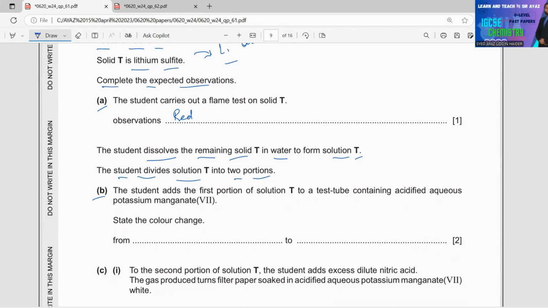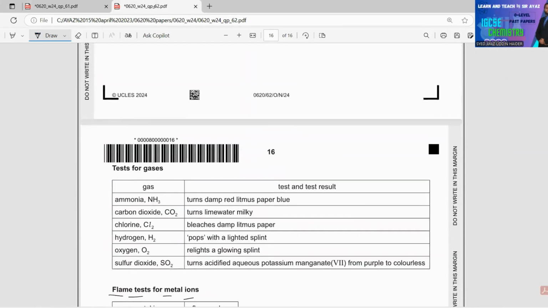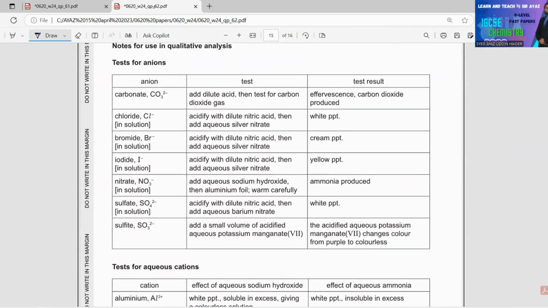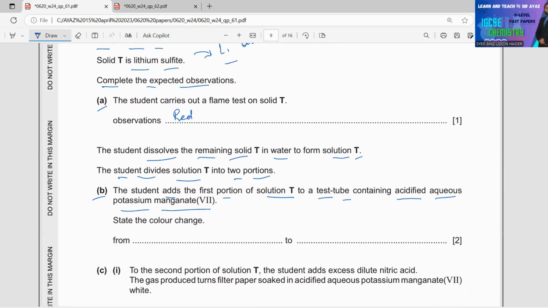B. The student adds the first portion of solution T to a test tube containing acidified aqueous potassium manganate(VII). State the color change. So it's containing sulfide ion. It must be the test for sulfide ion. If you look at the list of anions here, there's a test for anions. So we have sulfide ion here. If you add small volume of acidified aqueous potassium manganate(VII), the result will be color changes from purple to colorless. So we write purple to colorless.